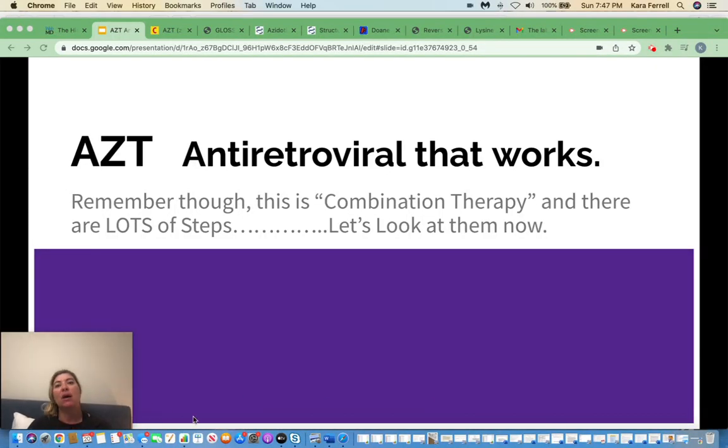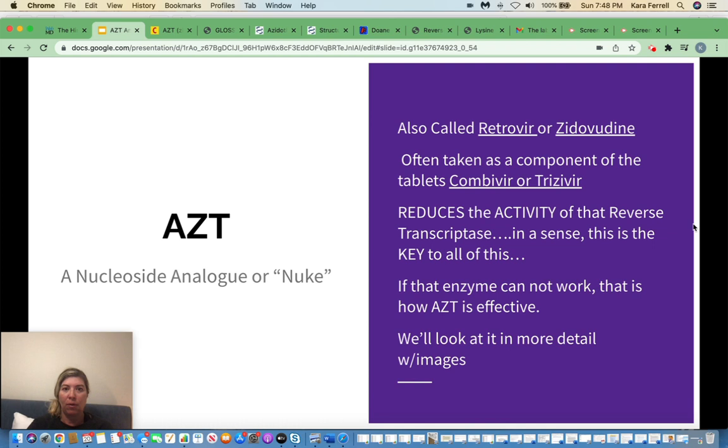Okay, so this week's discussion is on AZT, the antiretroviral that works. We should remember, though, that much of the research I came across discussed how AZT is really part of a combination therapy, and that there are lots of different steps that make it such an effective antiretroviral drug. So, we're going to take a look at those steps now.